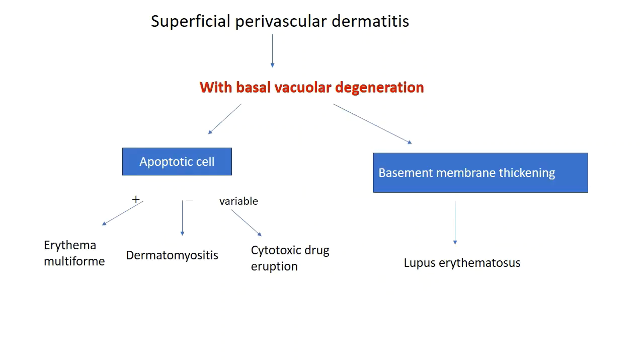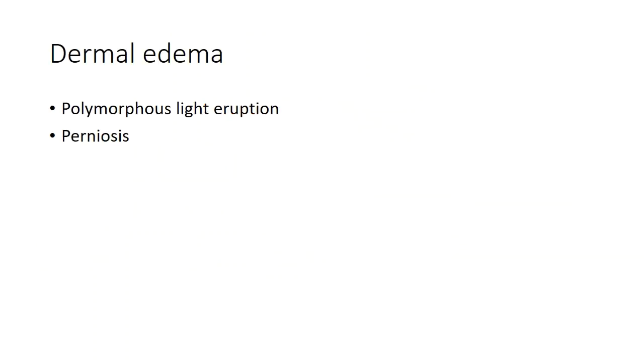Next is superficial perivascular dermatitis associated with basal vacuolar degeneration of the epidermis and the presence of apoptotic cells, which favors erythema multiforme. If apoptotic cells are absent, it favors dermatomyositis, and a variable number of apoptotic cells favors cytotoxic drug eruption. In addition to these features, if basement membrane thickening is present, it favors cutaneous lupus erythematosus. And dermal edema favors PMLE, polymorphous light eruption, and pernio.